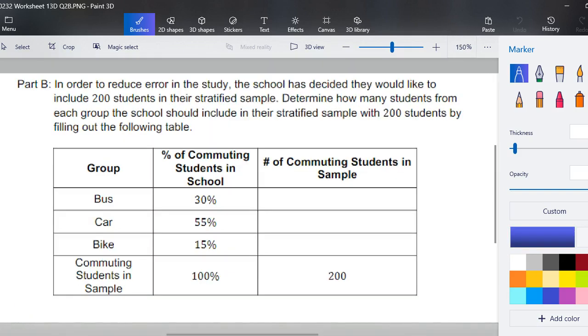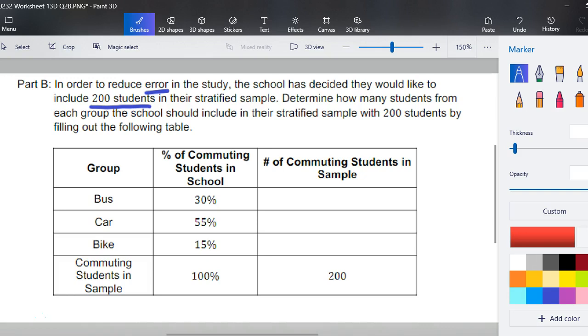But wait, in order to reduce the error in the study, the school decided that they really would rather survey 200 students in their stratified sample. So now let's determine how many students from each group should be included in their stratified sample with 200 students by filling out the following table.